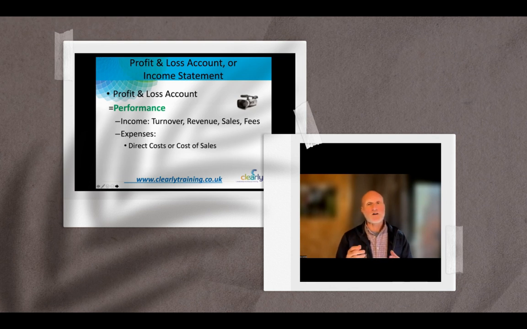So the direct costs are the costs that directly create the product or service that you're selling. Whatever it is that you're selling, anything that's directly involved in that will go in the direct costs. So I'm going to use an example to illustrate direct costs. I'm going to use an example of somebody who's manufacturing tables. So this is a very simple manufacturing business.